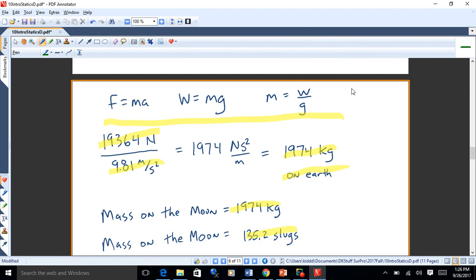Force on the moon. Yeah, I'm just finding mass right now. What's that? Yeah, it is important to keep them straight. That's why I'm going through all this, just to kind of emphasize that. Now that's on Earth, okay? But the mass doesn't change. So you're going to have the same mass on the moon. Mass doesn't change. The amount of atomic material stays the same, okay?